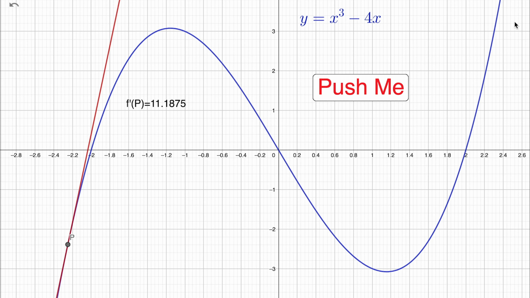Notice that right under the absolute maximum, there is a display of f prime at P. Feel free to watch it as P moves to get an idea of what's happening. So there's a big button that says push me. Generally, I don't advise listening to inanimate objects, but let's go ahead and click it anyway.